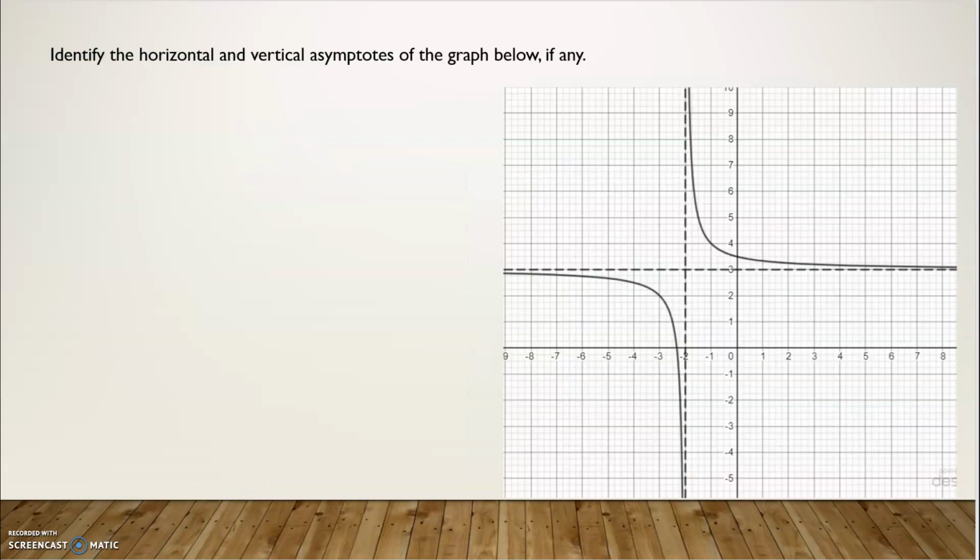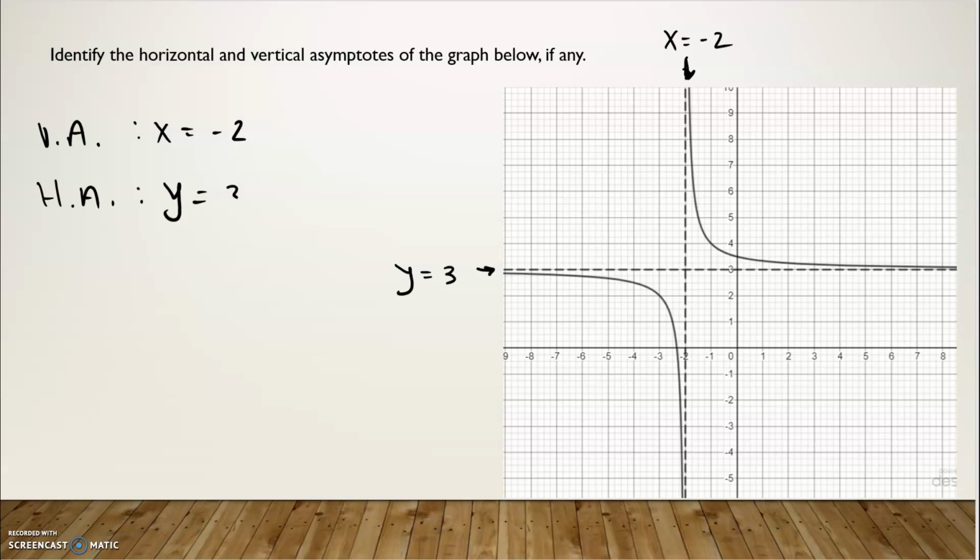So let's look at this one and identify if we have any horizontal or vertical asymptotes. So it looks like I've got this one right here, this first dotted line, that's our first asymptote. That looks like it's x is equal to negative 2. Okay, now this asymptote looks like it is y is equal to 3. Okay, so we have a vertical asymptote of x equals negative 2 and a horizontal asymptote of y is equal to 3.